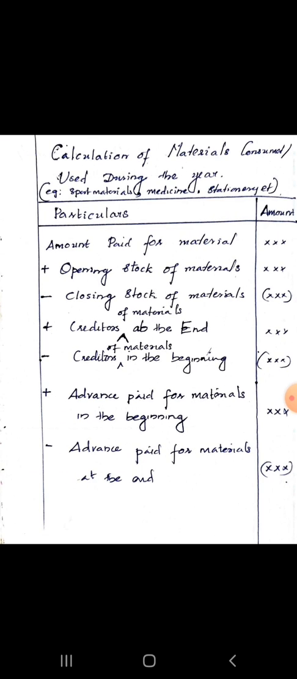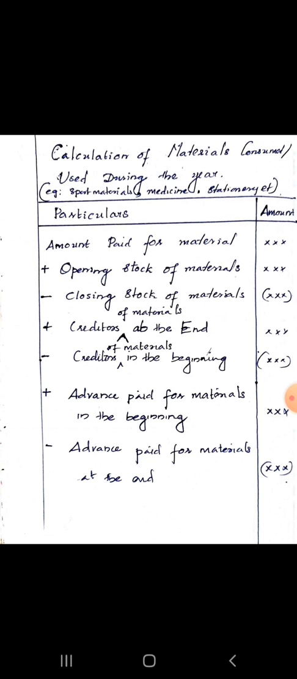the year. Income and expenditure account will show correct surplus or deficit only if the goods consumed are debited to income and expenditure account and closing stock is shown in the balance sheet. The amount of items consumed during the year is calculated as follows. Calculation of materials consumed or used during the year. Example, sports material, medicine, stationery, etc.